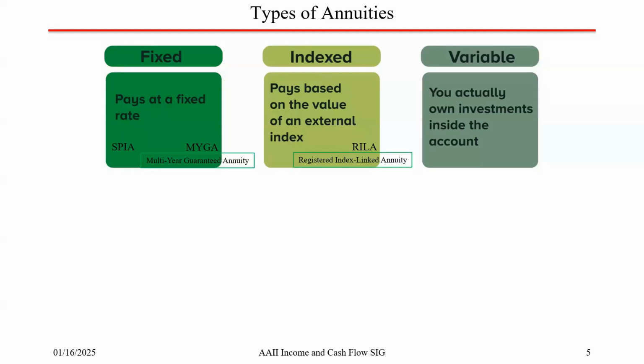Variable is you own investments inside the contract, the account, and you manage your investment there. At the end of the accumulation phase, which is when you annuitize, meaning you say I want to take money now, they will decide how much you get based on your portfolio value. That's how it usually works.